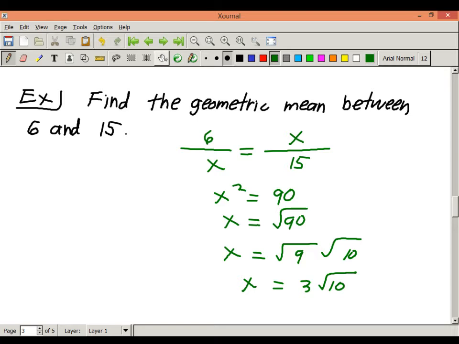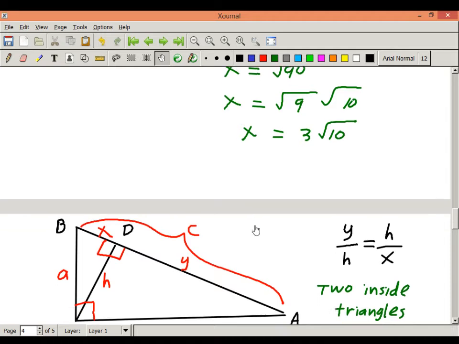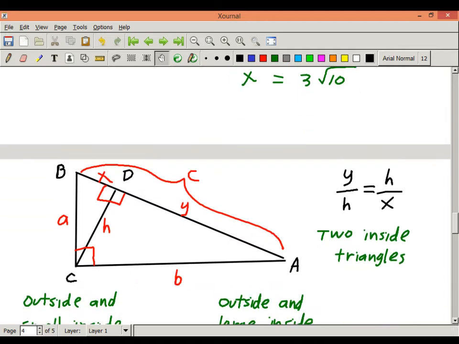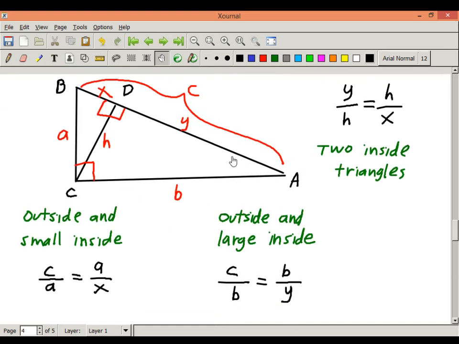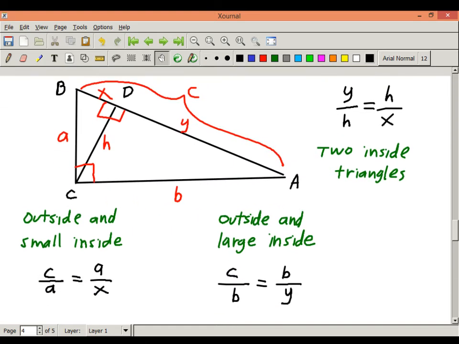Okay, so that geometric mean idea is going to come in handy for our next two theorems. This part's going to be a little bit complicated, so you're going to need to watch closely. You see the big triangle, the outside triangle BCA. We drew the altitude to its hypotenuse. So that altitude would be CD.